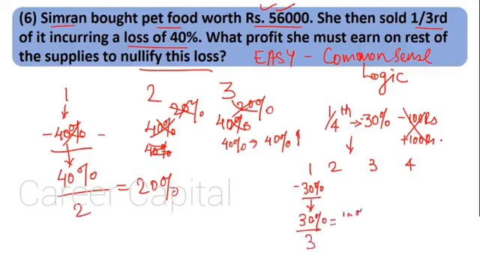That comes out to be 10%. So each part has to be sold at 10% profit so that she will nullify the 30% loss. 10 plus 10 plus 10 is 30%. So this addition is nothing but 30% and it gets nullified, right? See how easy it was. Using common sense and logic we were able to find it.